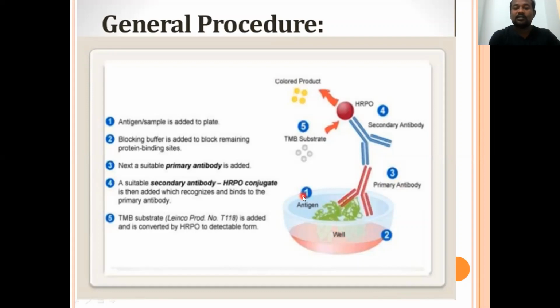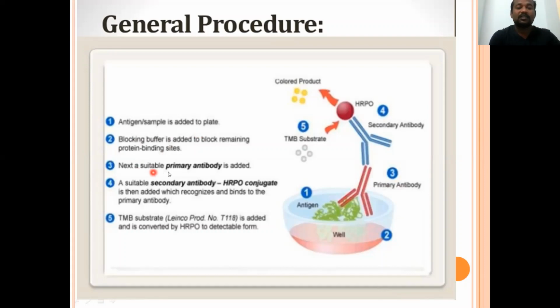So after this, you have to add the blocking buffer. The blocking buffer will block unnecessary antigen binding sites, so that the primary antibody will bind specifically with the particular antigen binding site. So the blocking buffer will be added. That is the second step.